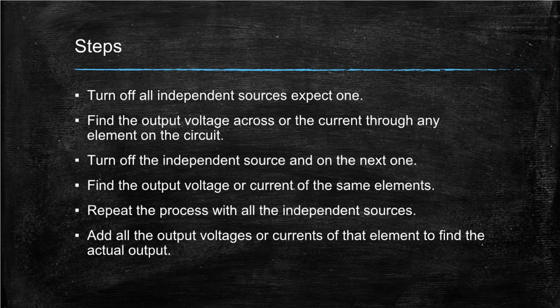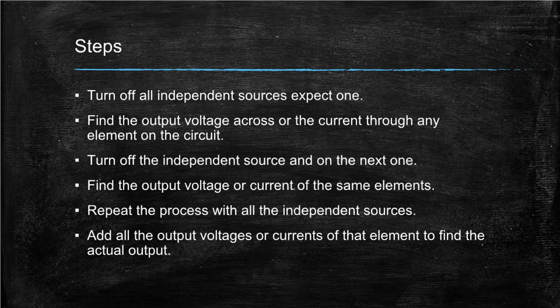Step 2. Find the output voltage across or the current through any element in the circuit. Step 3. Turn off the independent source and turn on the next one. Step 4. Find the output voltage or current of the same element. Step 5. Repeat the process with all the independent sources. Step 6. Add all the output voltages or currents of that element to find the actual output.